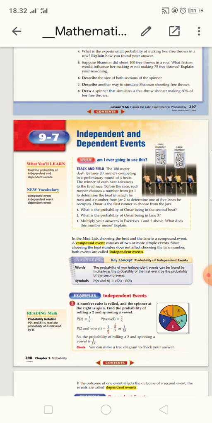9. 7. Independent and dependent events. When am I ever going to use this? In the track and field 200 meter dash, 20 runners compete in a preliminary run of 4 heats. The winner of each heat advances to the final race.